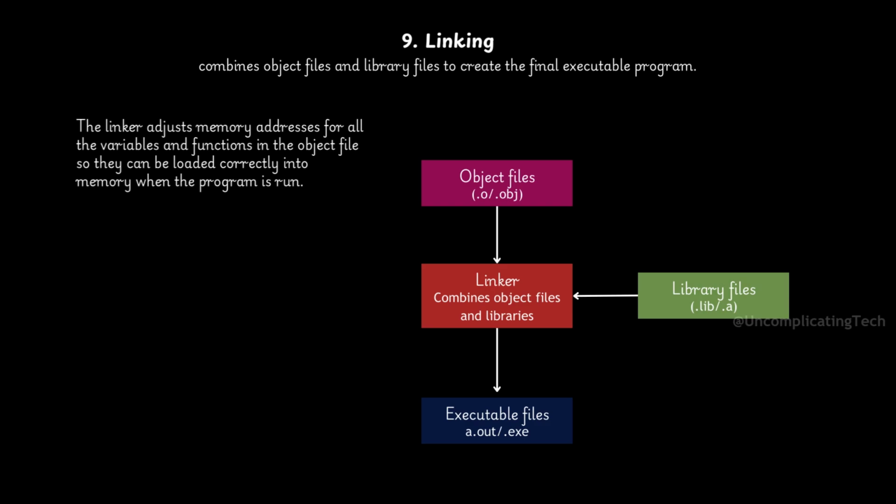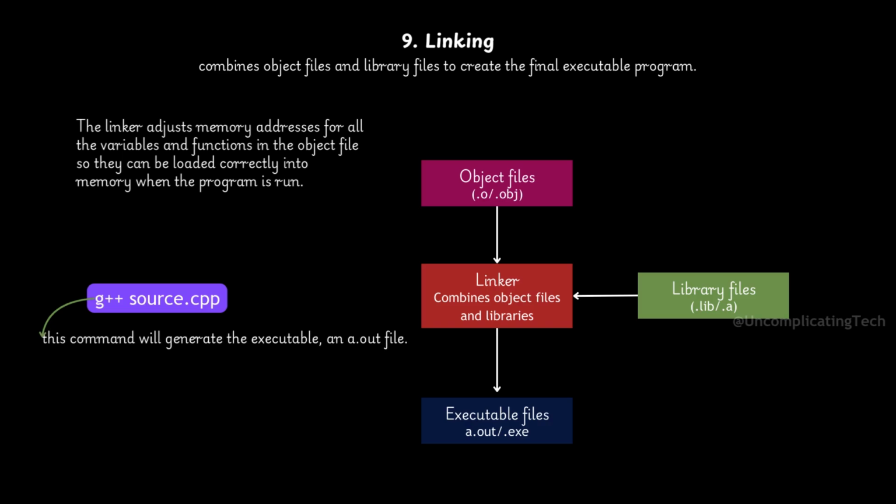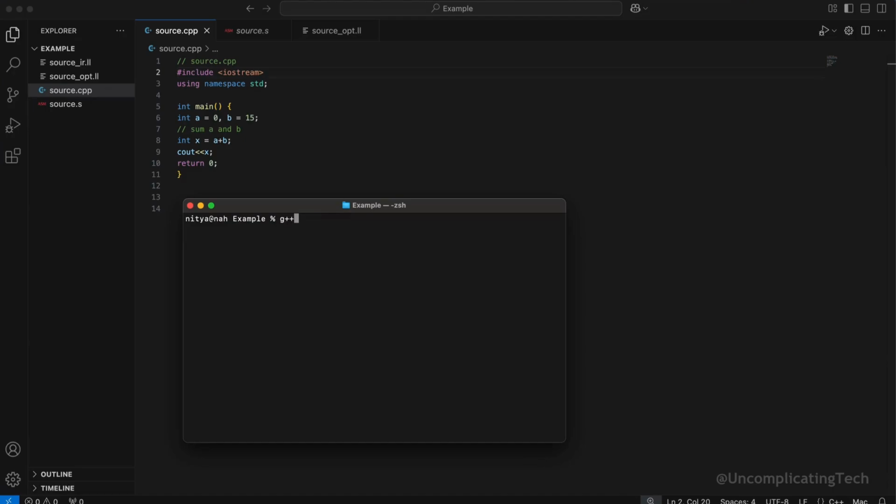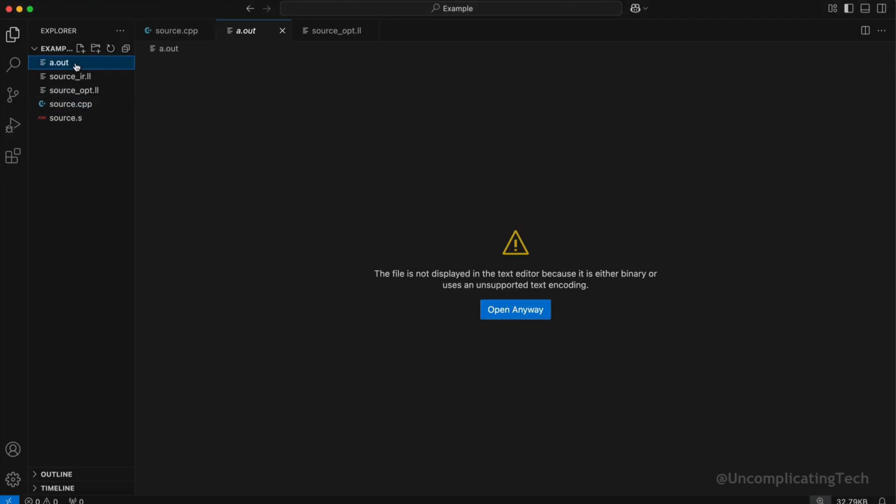When you compile a program without specifying an output file name, the linker generates the default executable file named a.out. To get the executable, run this command in terminal. This will generate an a.out file in the directory. Let's run it quickly. Here is our executable a.out.